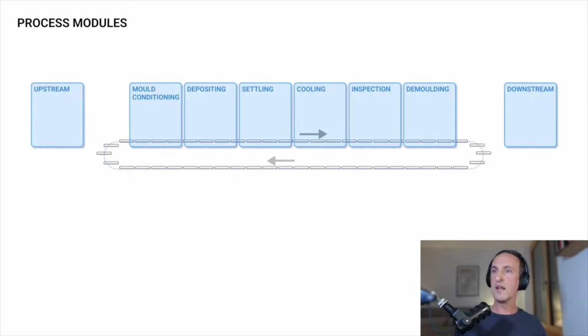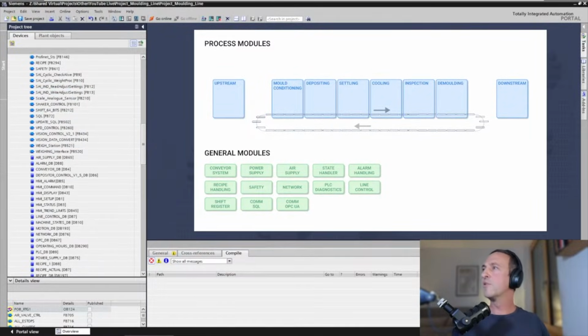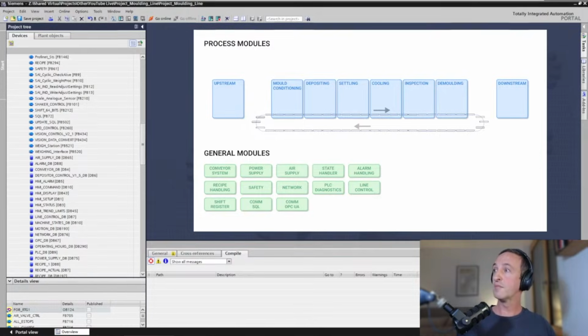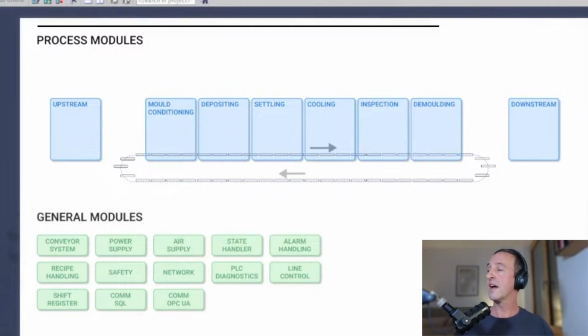Okay, so now that we had an overview, I'm going to go back to our TIA Portal application right here. As you can see, I put all the modules right here. The top part of my screenshot here are the process modules. So those were the upstream, all the modules of the molding line, and the downstream.